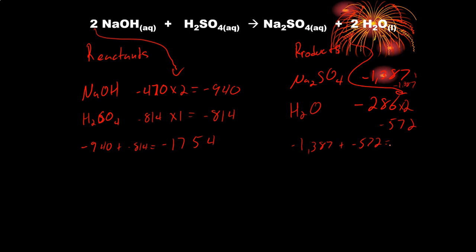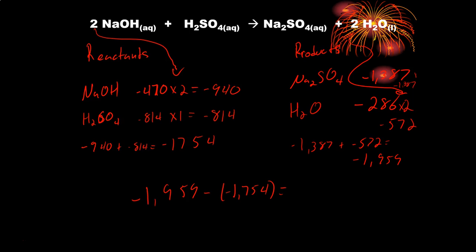And when I plug that into my calculator, I get a negative 1,959. And then my last step, I'm going to take my products minus my reactants. So I'm going to do my minus 1,959 minus a negative 1,754. This is where you got to be careful with those signs because there is a double negative there.